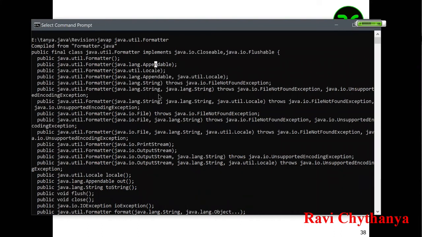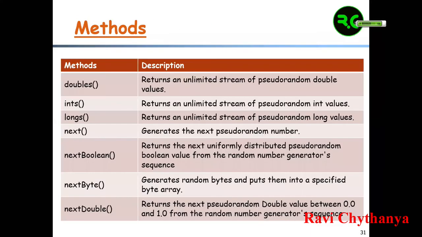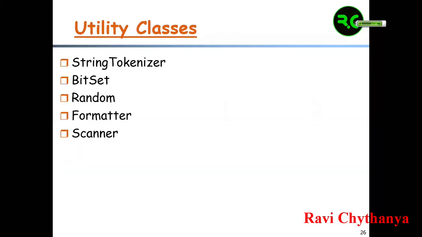Okay guys, so today we have learned the utility classes. The utility classes we have learned today are the StringTokenizer class, BitSet, Random, and Formatter. And we are left with the Formatter example and a Scanner class with an example. This will be discussed in the next class. Okay, thank you very much, guys.